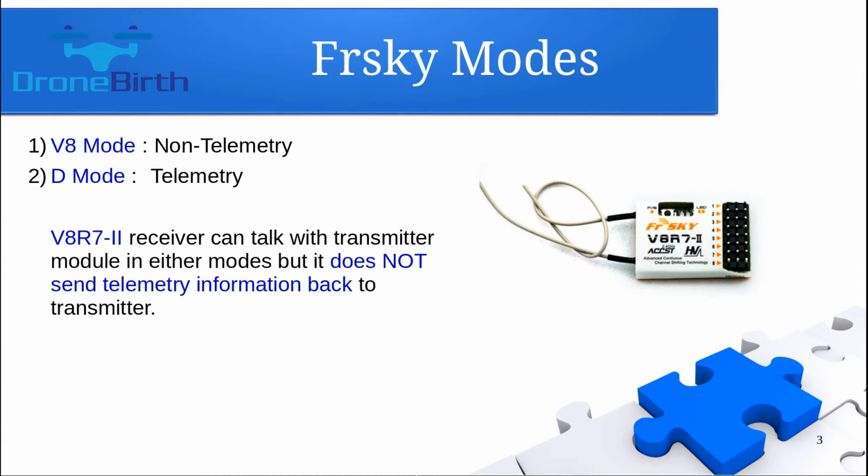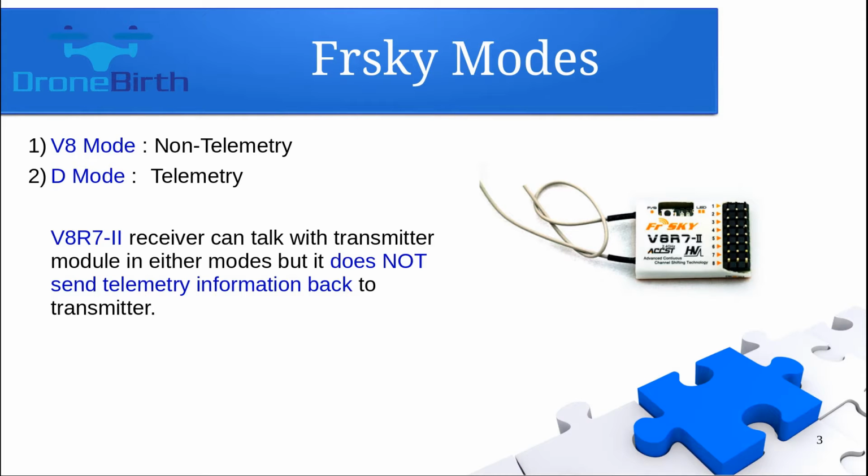FrSky transmitter modules can communicate in two modes. One is the V8 mode, which is a non-telemetry mode. In that case, no telemetry data is sent back to the transmitter. The other is the D mode, which is the telemetry mode. In that case, telemetry data is sent back to the transmitter.